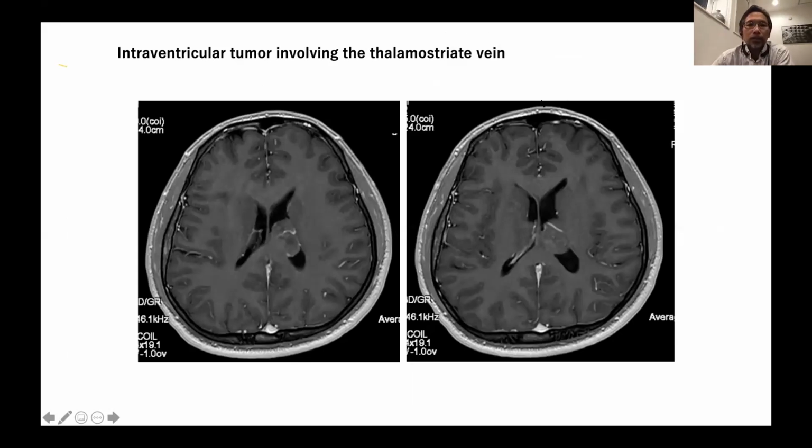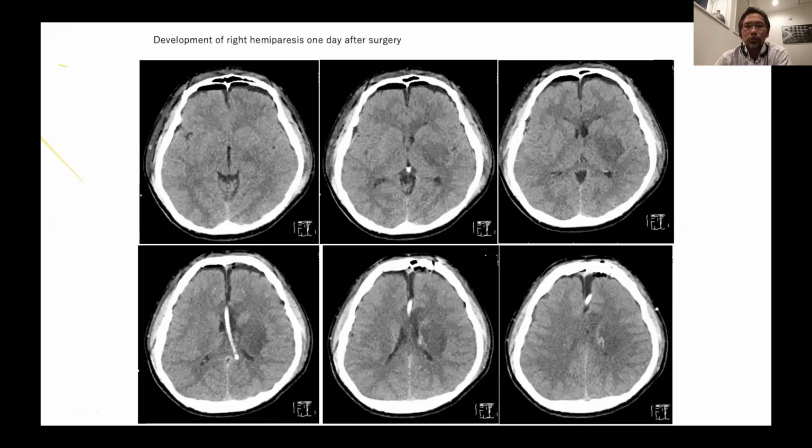This is a young boy. He came with this intraventricular tumor, and you can see, very unfortunate for the child, that he has a vein. So this is part of the transverse caudate vein, or it's the thalamostriate vein itself. So this one runs through the tumor, and well, it was taken out. It was removed along with the tumor.